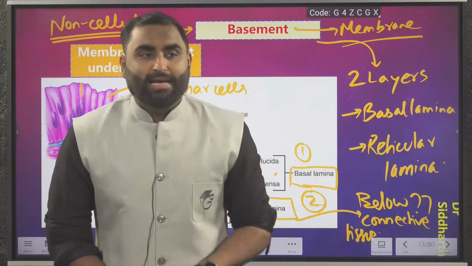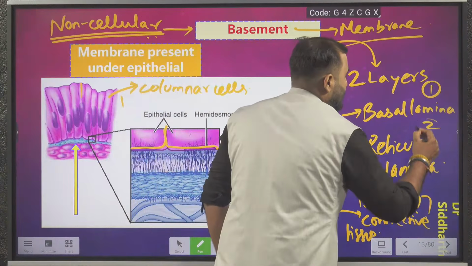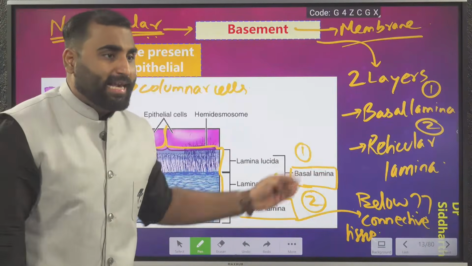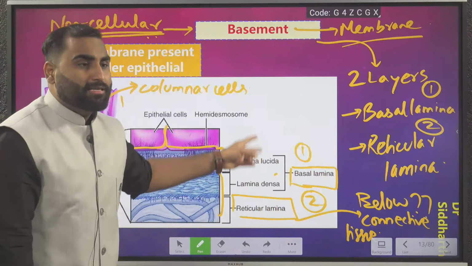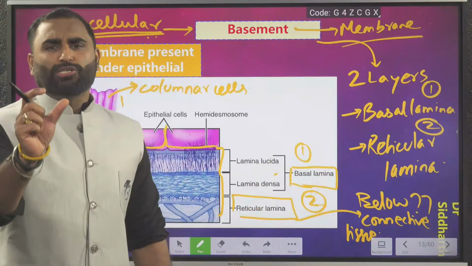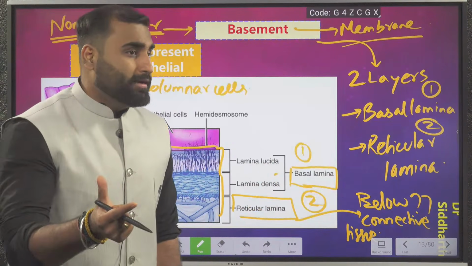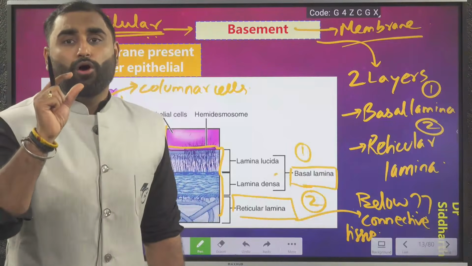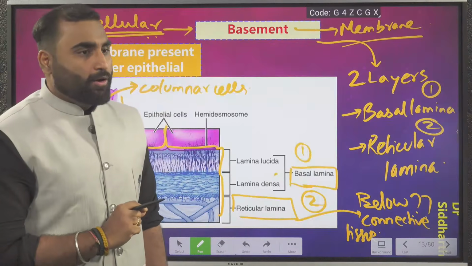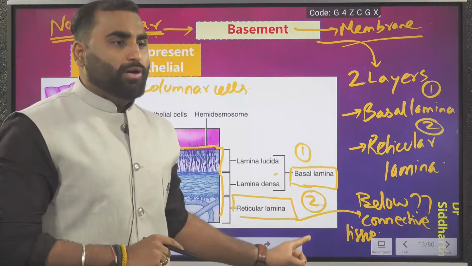It is made up of how many layers? We will say it is made up of 2 layers. The first layer is basal lamina. The second layer is reticular lamina. Now if you look at basal lamina, it itself is dual layer: lamina lucida and lamina densa. Lucid means very clear, very transparent. And densa means having a lot of dense deposition of polysaccharides and other proteins. You don't require lamina lucida and densa, but you need to remember the 2 layers, basal lamina and reticular lamina.